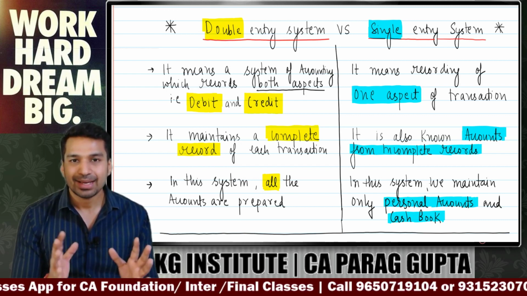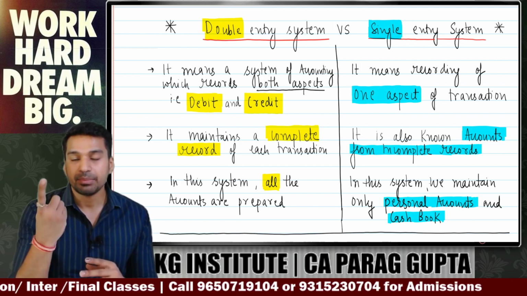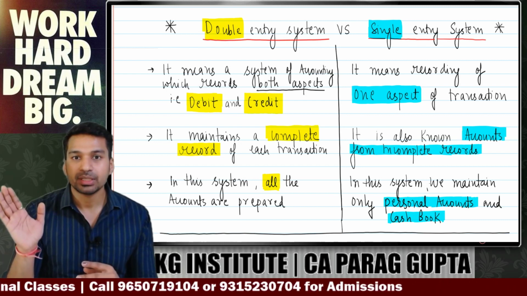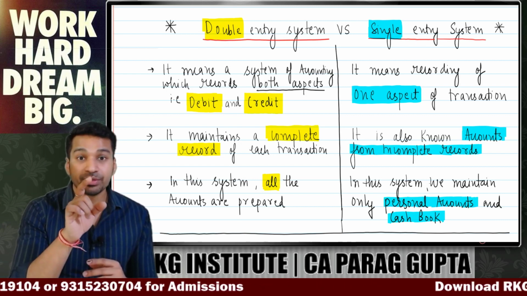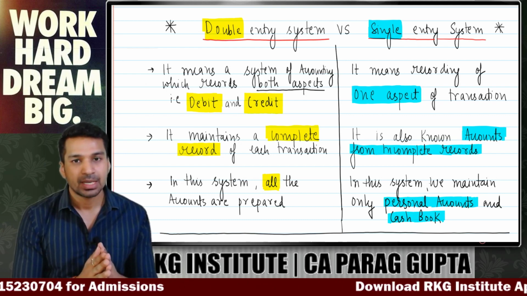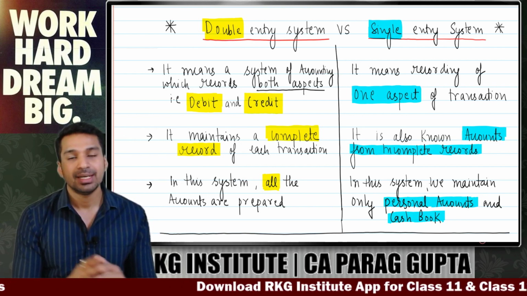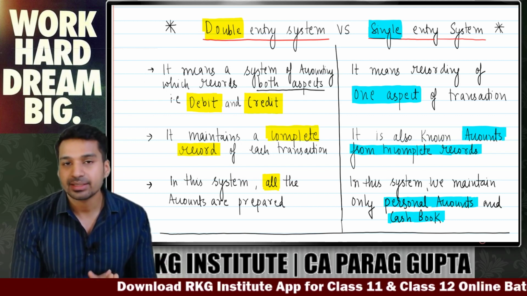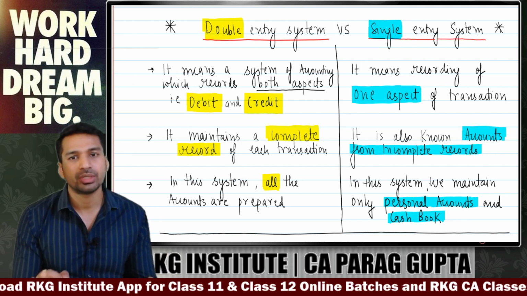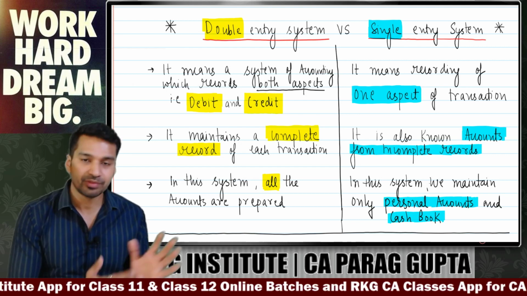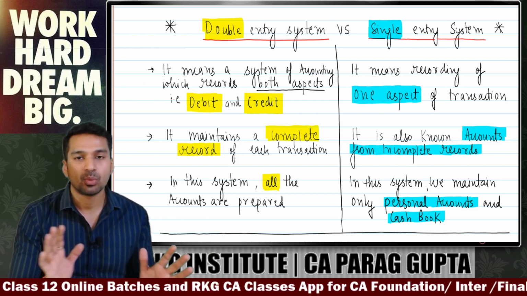That means every transaction has two aspects. Like in this example, there are two aspects. Number one, the pen is moving from the shopkeeper towards you and your 10 rupee note is moving from you to the shopkeeper. Now when we record both the aspects of any transaction, that system is known as double entry system. And we in accountancy always follow the double entry system only. So we will be studying this double entry system only for our next 1 year.